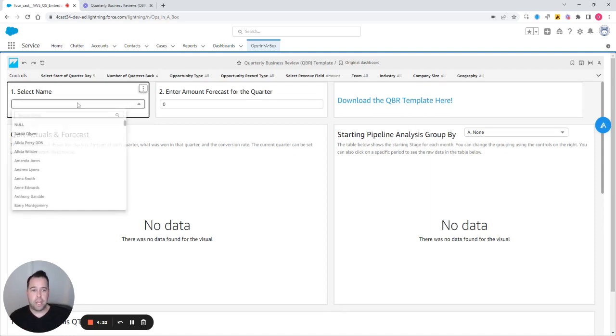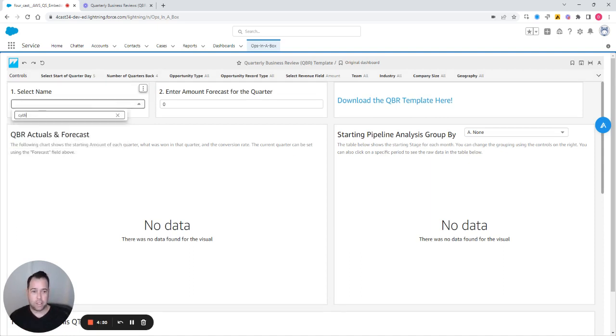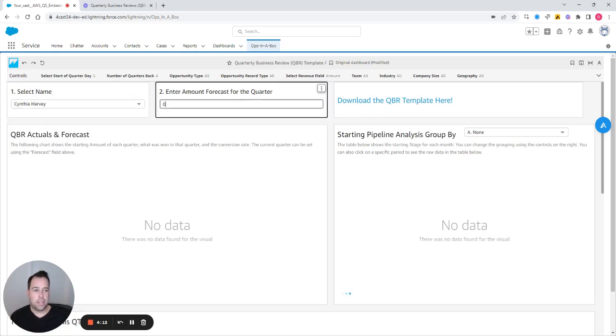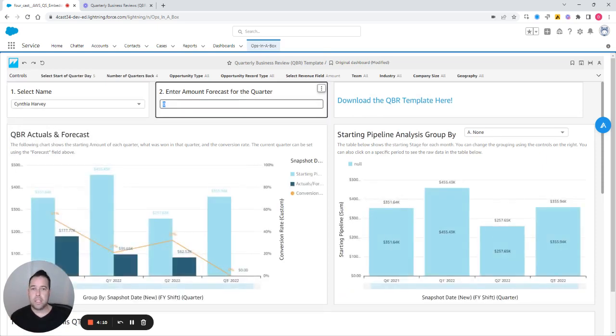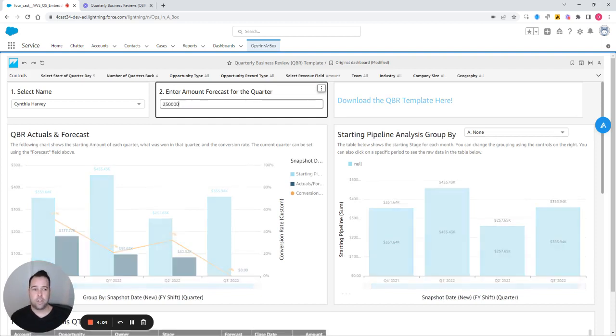So inside of the application, the first thing that you'll do is choose the rep's name. So imagine you're sitting down, it's the 5th day of the quarter, you're doing these QBRs live. We're going to select Cynthia, who we're sitting with. And the first thing Cynthia is going to do is put in their call for the quarter. In this case, Cynthia is going to enter $250,000.